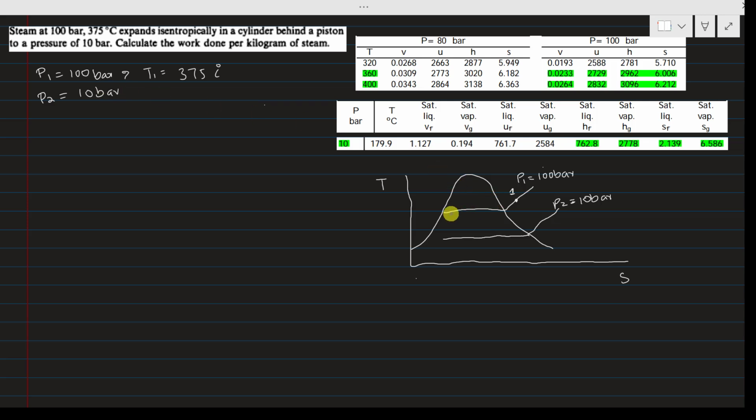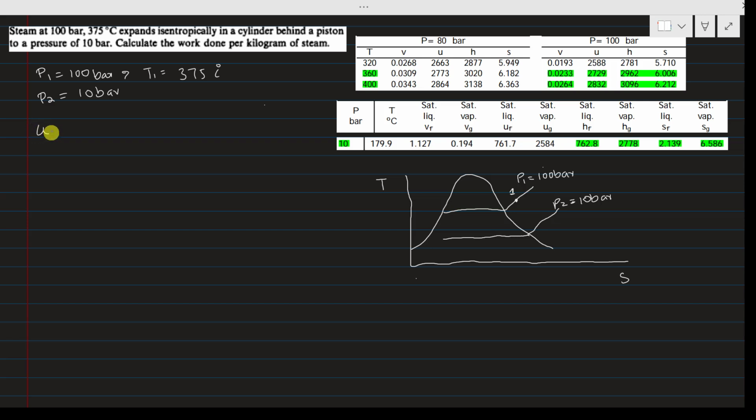This is the curve line for the high pressure, that is P1, 100 bar, and this is the lower pressure line P2, that is 10 bar. Now from the state point P1, T1 in the superheated region, we need to calculate its corresponding entropy, but remember 375 centigrade is not available in the superheated table. So in this steam table we will use the interpolation formula to find the entropy and its corresponding properties.